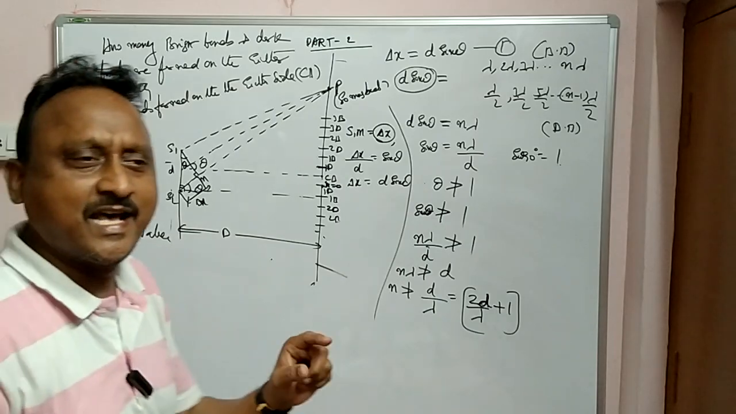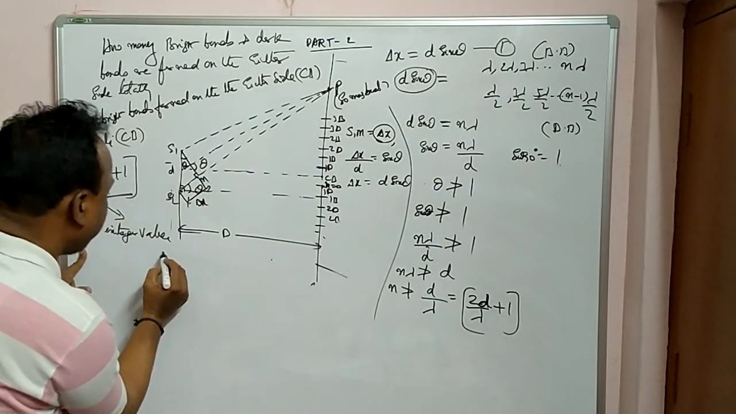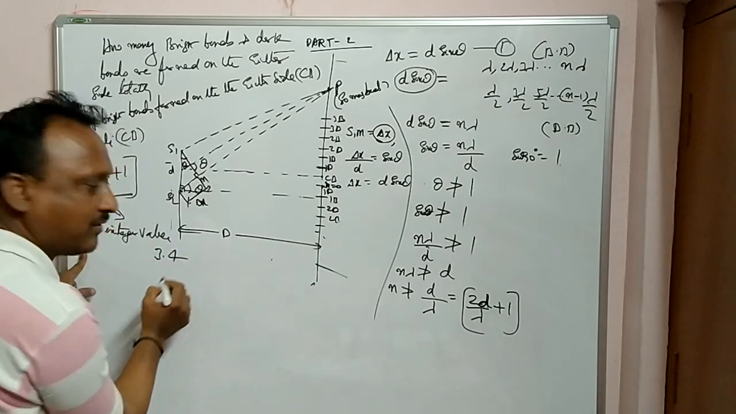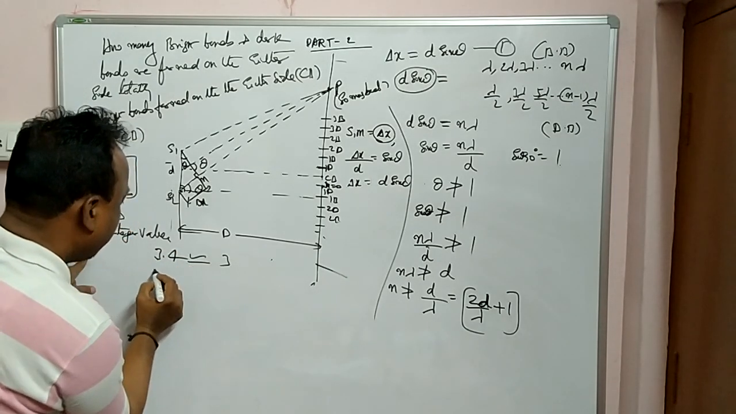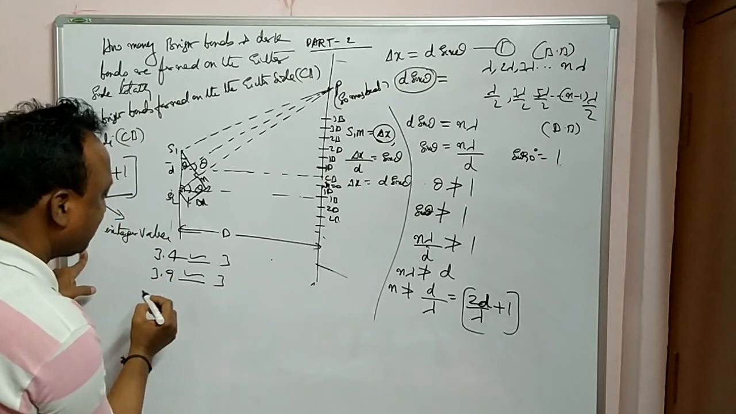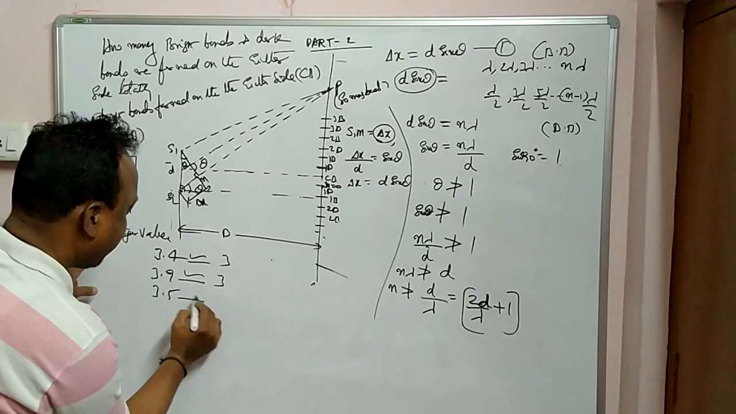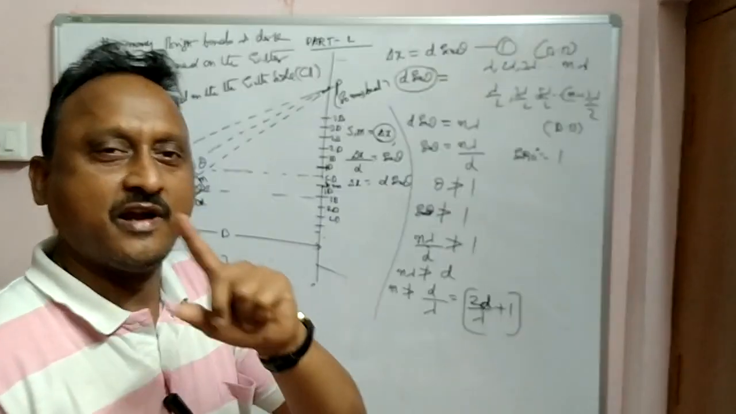What is the meaning of integer? Real value and point values. For example, 2d by lambda plus 1 gives, for example, 3.4. Then what do you have to take? You have to take it as 3. If you get 3.9, you have to take it as 3 only. 3.5, you have to take it as 3 only. So this is the integer value. You should not take the point value.